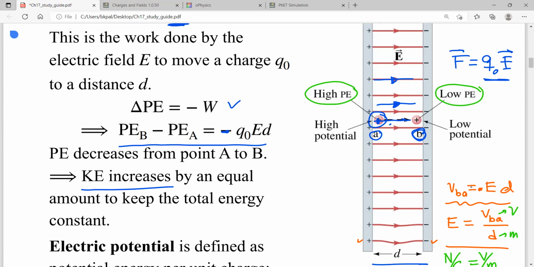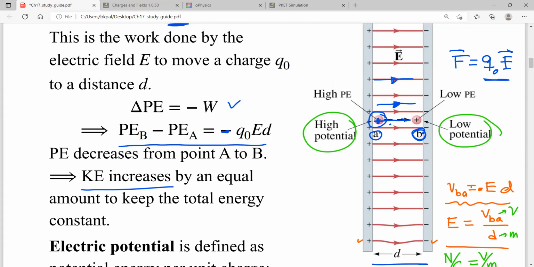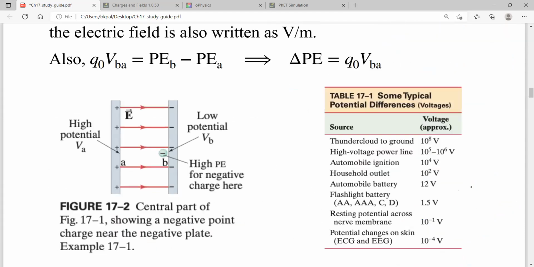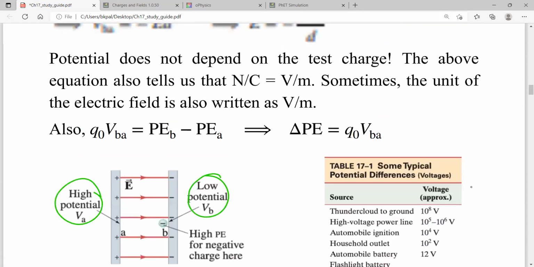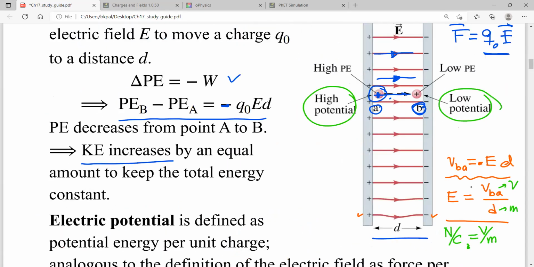Okay, but the energy is, sorry, this is wrong. So this is high potential: positive charge means high potential, negative charge means low potential. Here in another picture in the next slide you can also see that. Low potential means negative charge, high potential means positive charge. But potential energy is different for different charges.